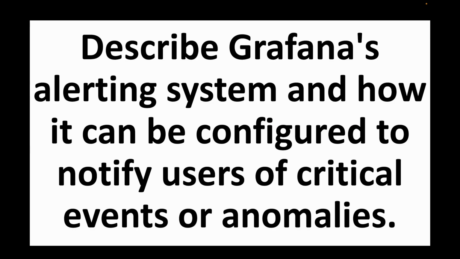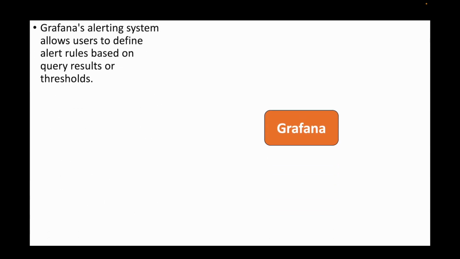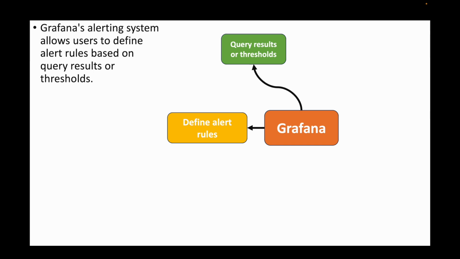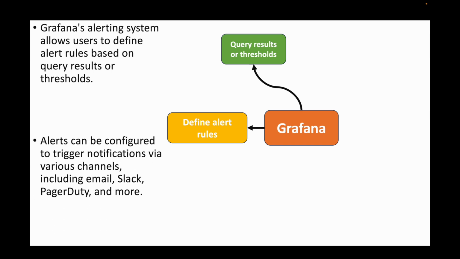The next question we have is, describe Grafana's alerting system and how it can be configured to notify users of critical events or anomalies. So with the Grafana alerting system, users can define alert rules as to when the alerts need to be triggered. We can define the alert rules based on the query results, or we can also define thresholds as to when the alerts need to be triggered.